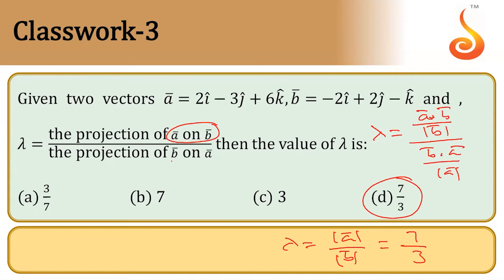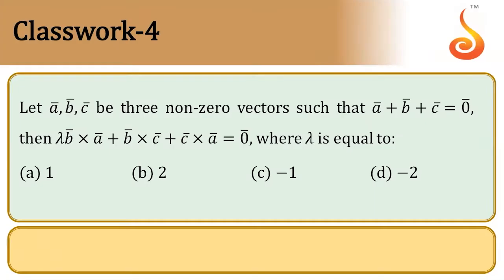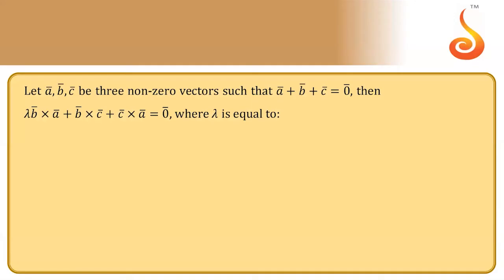Yes. Next question. D is the right answer. Yes, this question: A bar, B bar, C bar are three non-zero vectors, and A bar plus B bar plus C bar equals O bar. Then lambda times B cross A equals B cross C plus C cross A, then lambda equals what? The options are 1, 2, minus 1, minus 2. So as a good model, this question: A, B, C are three non-zero vectors, and A bar plus B bar plus C bar equals O bar.